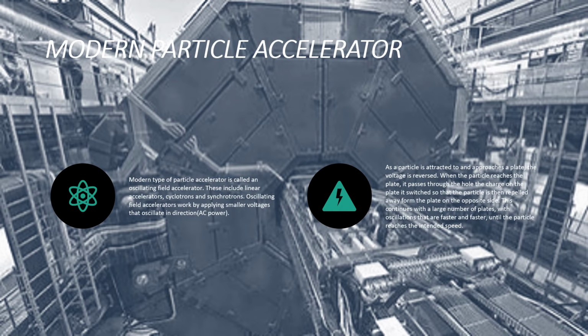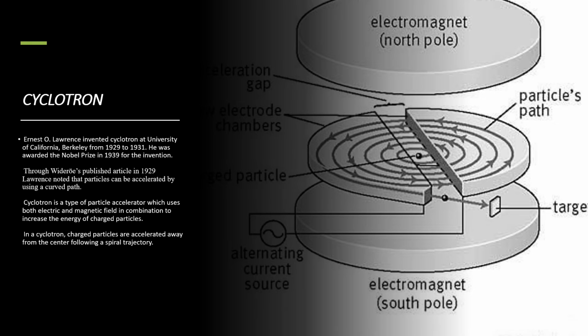The modern type of particle accelerator is called the oscillating field accelerator. This includes linear accelerators, cyclotrons and synchrotrons. We will study synchrotrons more in the upcoming slides. Cyclotron working: Ernest Lawrence invented the cyclotron at the University of California from 1929 to 1931. He was awarded the Nobel Prize in 1939 for the invention. A cyclotron is a type of particle accelerator which uses both electric and magnetic fields in combination to increase the energy of charged particles. In a cyclotron, charged particles are accelerated away from the center following a spiral trajectory.